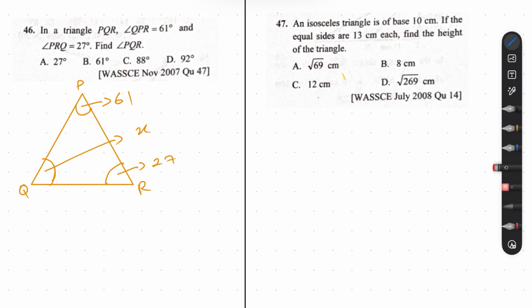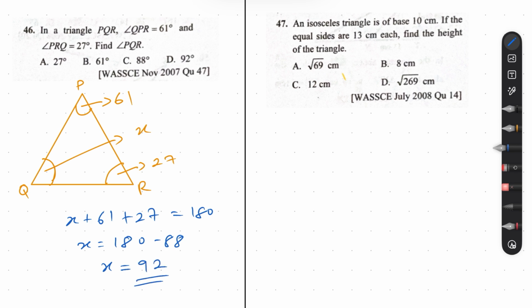We know that when we add this angle, and this angle, and this angle, we should get 180, because that is a triangle. The sum of interior angles of a triangle add up to 180. So we can find X. So X plus 61 plus 27 should give us 180. So X is equal to 180 minus 88. So finally, we find our X to be 92, which is D.